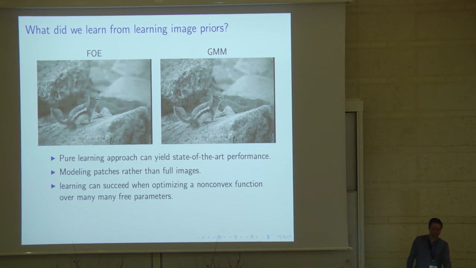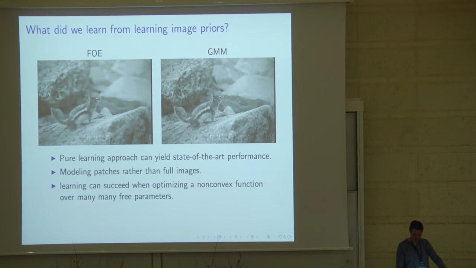So I'll just go back to summarize. What we've learned from learning image priors is that a pure learning approach can yield state-of-the-art performance. In order to get it to work, we needed to do two things: model patches rather than full images, and give in to this idea of going with very, very high dimensional and non-convex problems. Learning can succeed when optimizing a non-convex function over many, many free parameters.